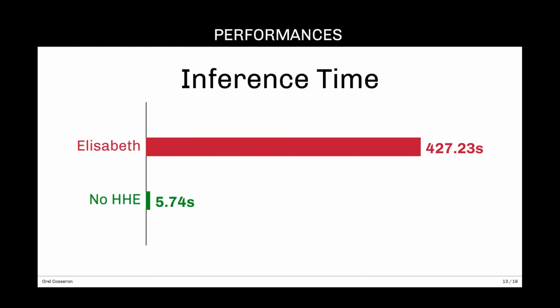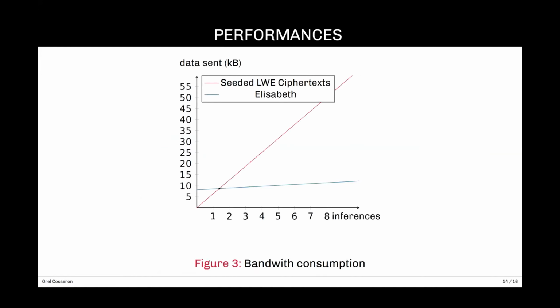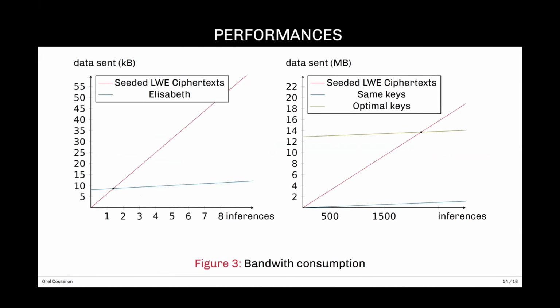And if you use Elizabeth with the parameters of the neural network, it's going to be much larger. But once again, it can be much reduced if you use parameters for Elizabeth that are different from the ones of the neural network. And in terms of efficiency bandwidth-wise, Elizabeth will reduce the bandwidth used since the very first inference. And if you choose to use the 2 sets of parameters, it's going to take a bit more inferences, so around 2,000 inferences, but it only takes 40 hours, so it's not much in FHE time.